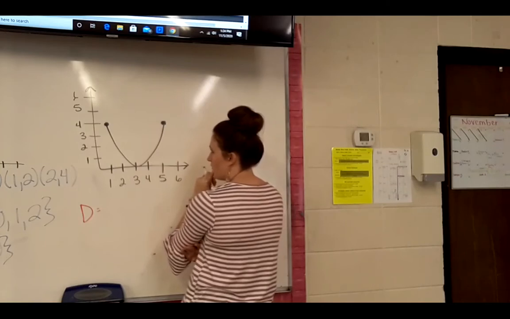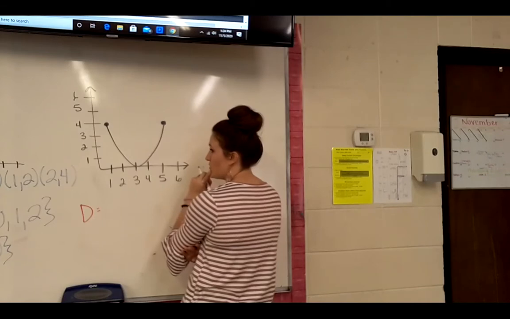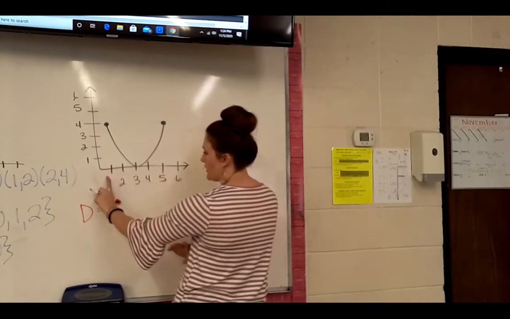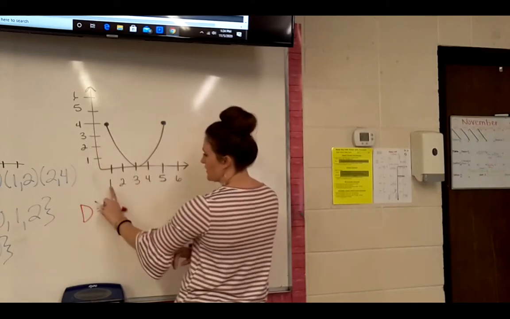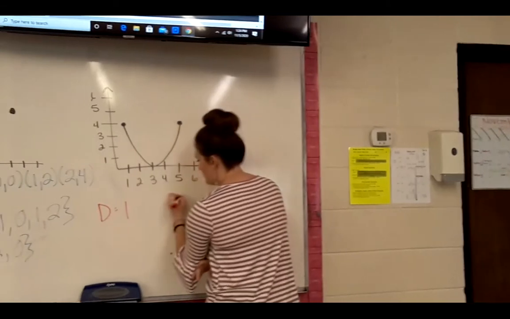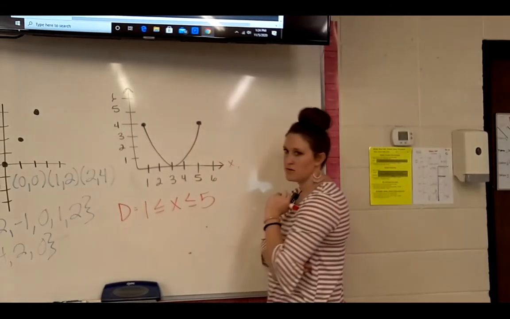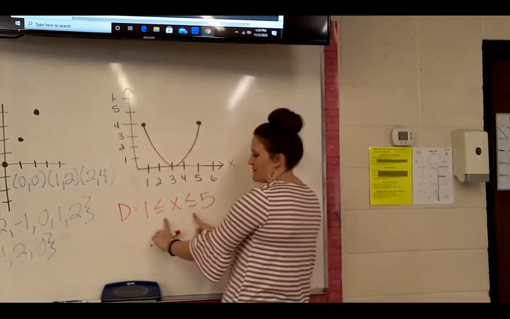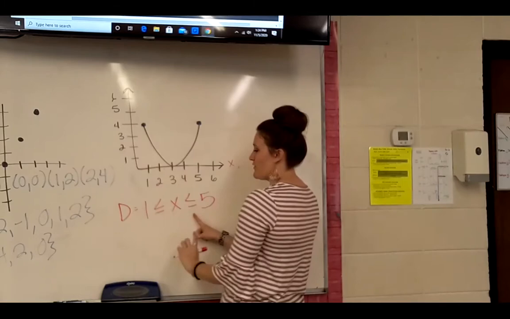Up to the 3? 1, 3, and 5? Well, it's a continuous line, so it goes from 1 all the way to 5 on the x-axis. So your domain is 1 to 5. All these tell you is that it's everything in between, or it could be.